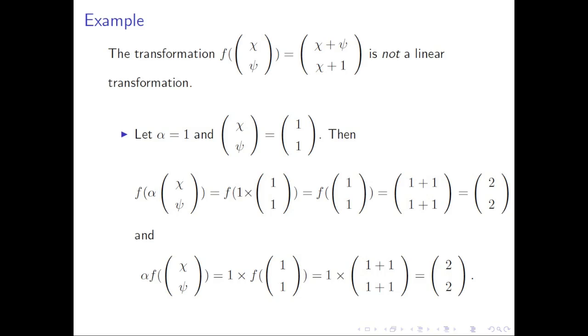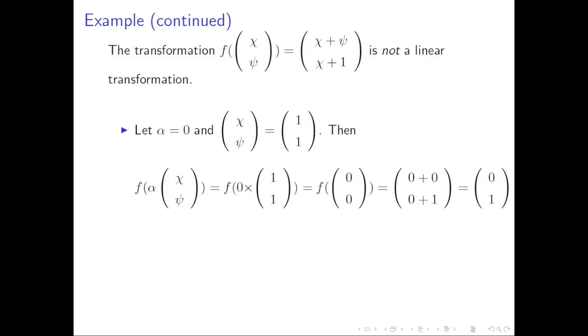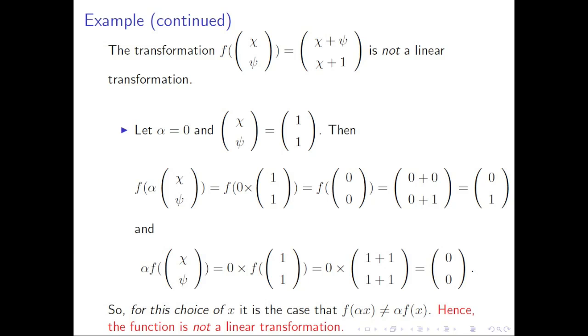Did we just get lucky, or is this always the case? Let's try a different choice. Let's pick alpha equals 0 and the vector x equal to 1, 1. Now, f of alpha x evaluates to the vector 0, 1. But alpha times f of x evaluates to the vector 0, 0. We have a contradiction. So, for this choice of alpha and x, it is the case that f of alpha x is not equal to alpha times f of x. Hence, the function is not a linear transformation.